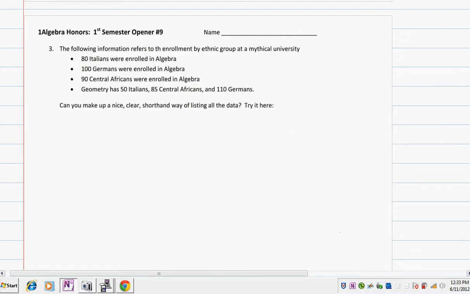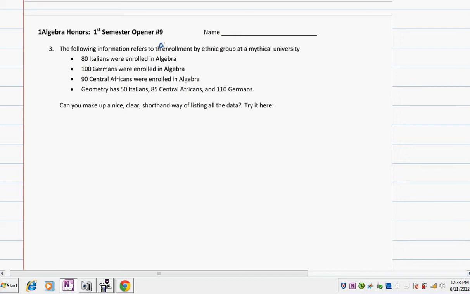The following information refers to the enrollment by ethnic group at a mythical university. 80 Italians were enrolled in algebra, 100 Germans were enrolled in algebra, 90 Central Africans were enrolled in algebra. Geometry has 50 Italians, 85 Central Africans, and 110 Germans. Can you make a nice shorthand way of listing the data?